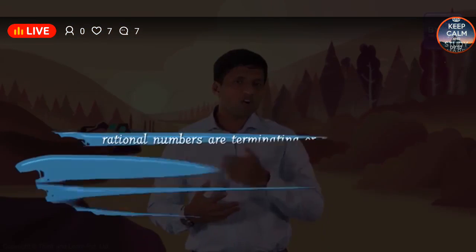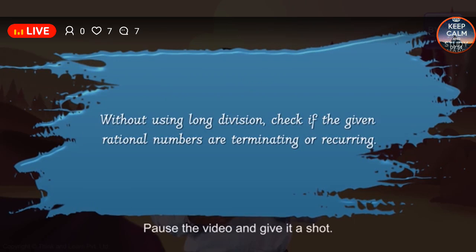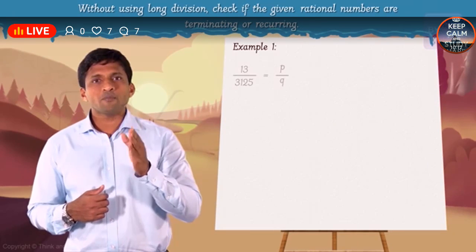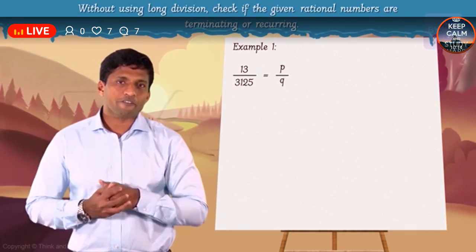So just to practice one or two questions: without performing long division, check whether these rational numbers will have a decimal expansion which is terminating or non-terminating, repeating. So the first question, the first number is 13 by 3125.